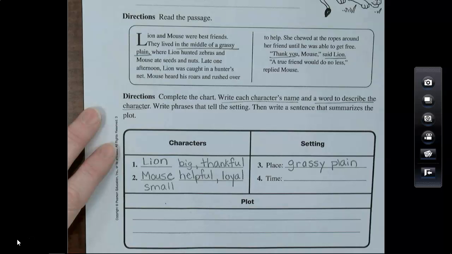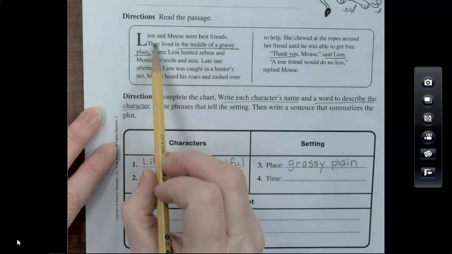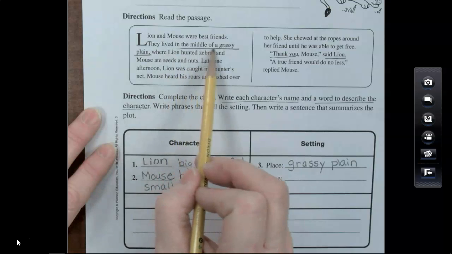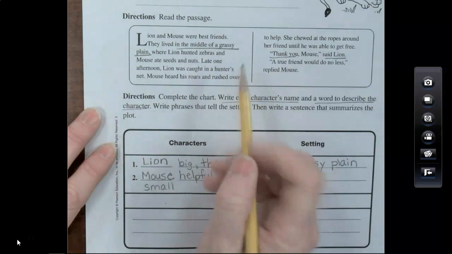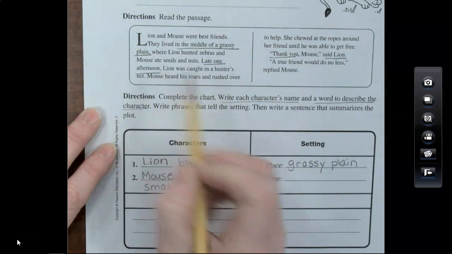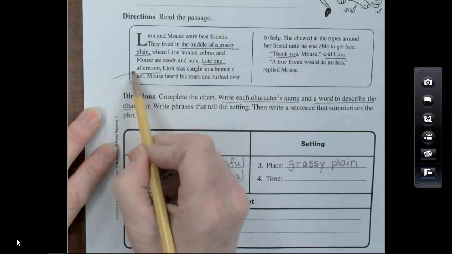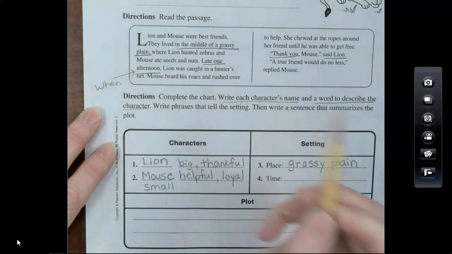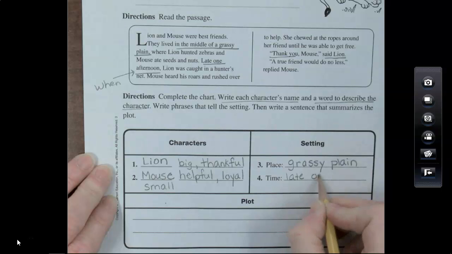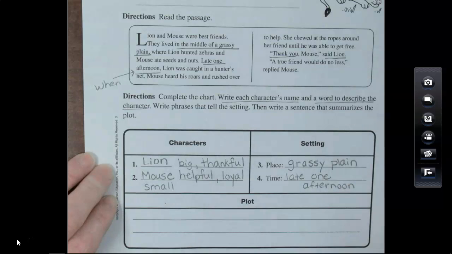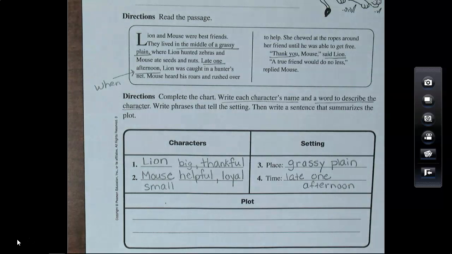Now, does it give us a time when this story actually is going on? Well, let's look back. It says lion and mouse were best friends. They lived in the middle of a grassy plain, where lion hunted zebras and mouse ate seeds and nuts. Then it goes on to say, late one afternoon, lion was caught in a hunter's net. So when was he caught? Well, late one afternoon. Late one afternoon is when he was caught. And where were they? What place? They were on the grassy plain where they live.